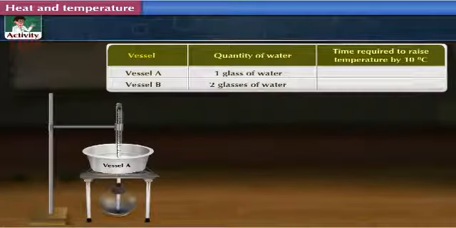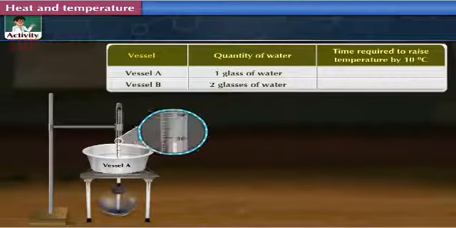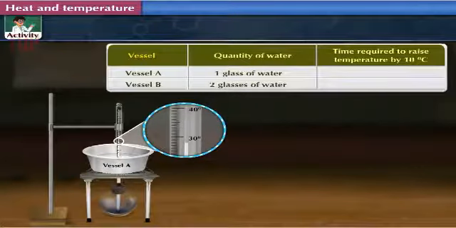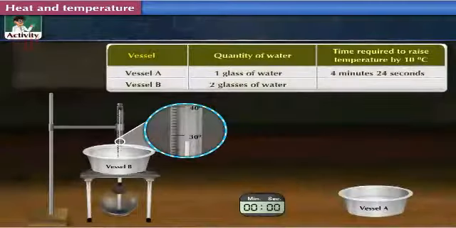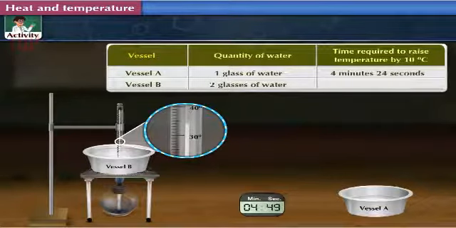Let us immerse the thermometer in vessel A using stand. Now let us heat the water in vessel A using a spirit lamp till the temperature of water rises by 10 degrees Celsius. At the same time, start the stopwatch. Note down the time taken to raise its temperature by 10 degrees Celsius. Now let us heat the water in vessel B and start the stopwatch. Let us now note down the time taken to attain temperature of 38 degrees Celsius.